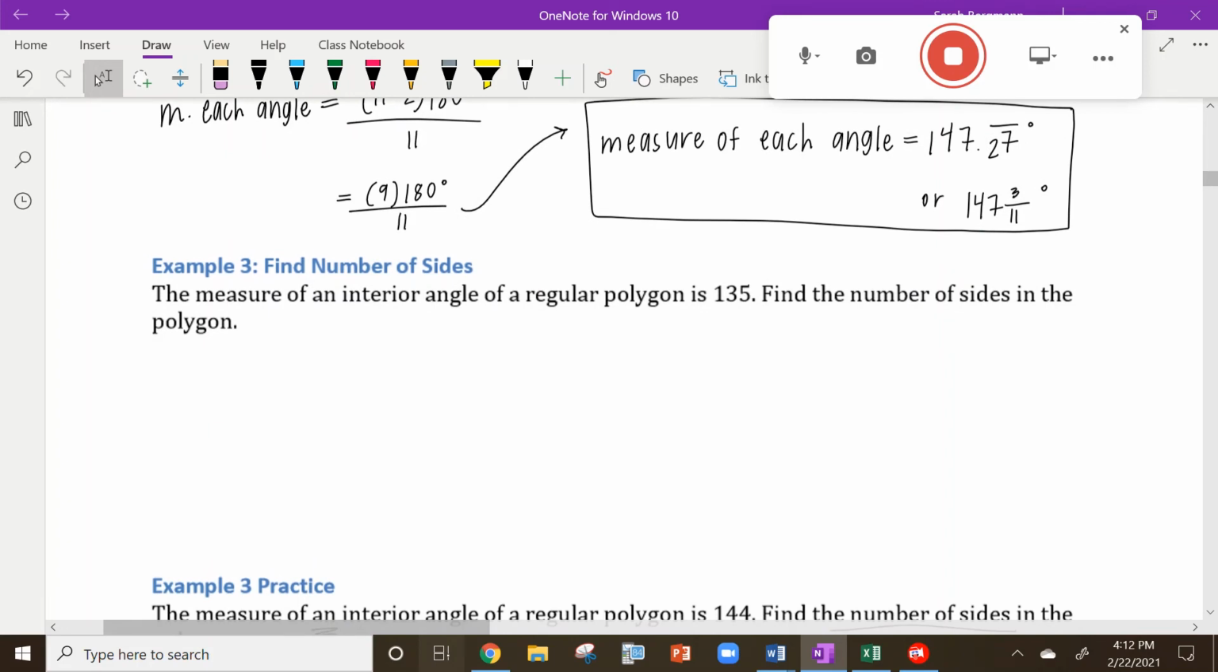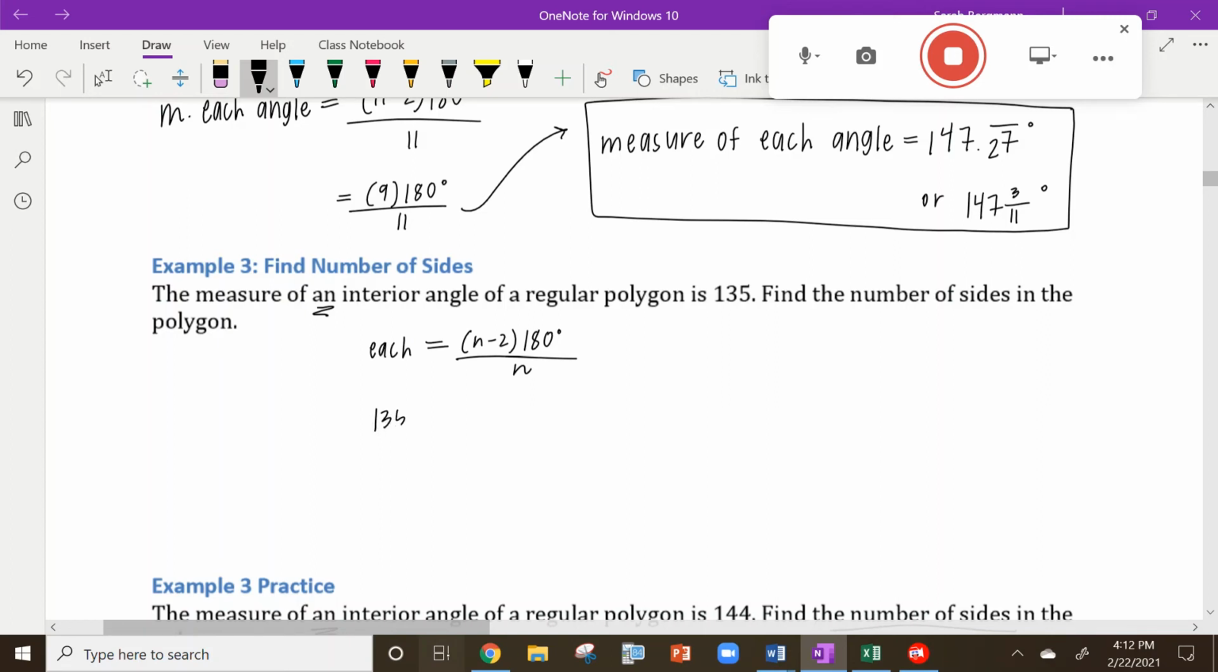Next, we are going to find the number of sides. The measure of an interior angle of a regular polygon is 135 degrees. Find the number of sides in the polygon. So this is telling us the measure of an interior angle. What that means is one single interior angle. Each interior angle we can find by taking n minus 2 times 180 degrees divided by the number of sides or angles n.